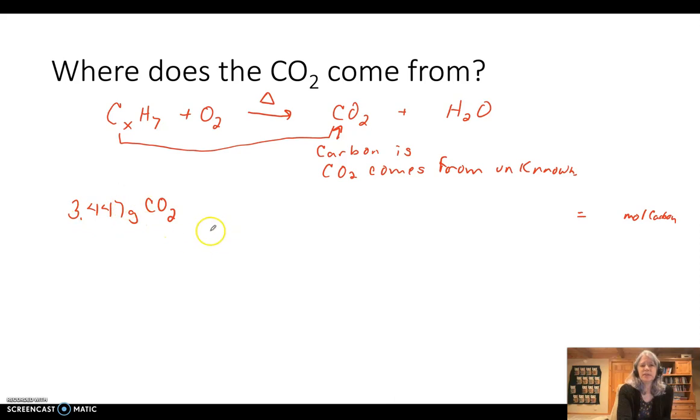So when we're starting with grams of carbon dioxide, the first thing we want to do, of course, is to convert that to moles of carbon dioxide. And so we'll have to determine what is the molar mass of carbon dioxide so that we can make that conversion.